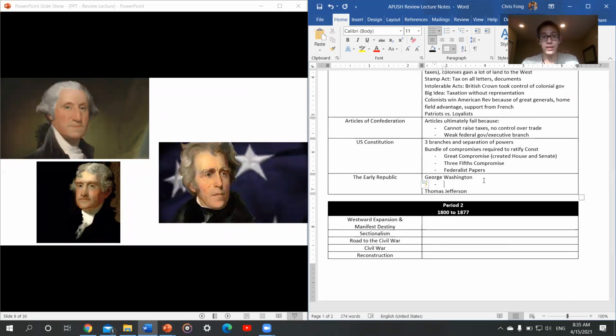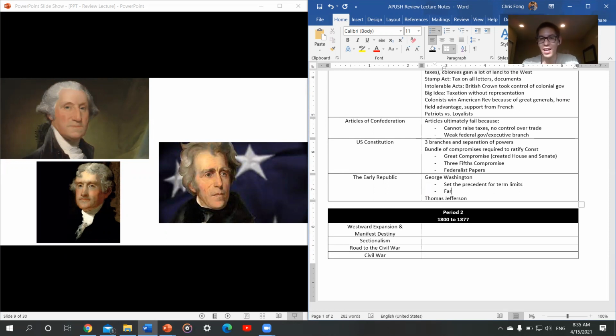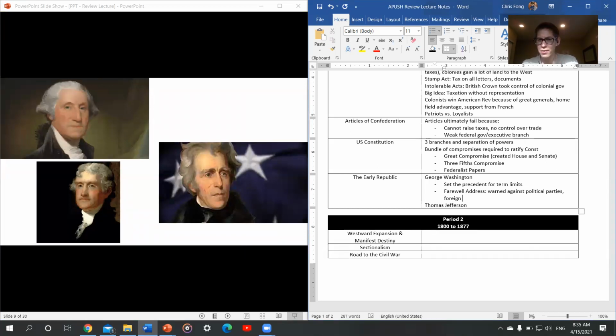George Washington, he really set the precedent for many things, including term limits. He only served 2. He set the precedent for trying to avoid foreign entanglements. And so George Washington's farewell address is oftentimes one of his most lasting contributions because he warned against political parties, and he also warned against foreign alliances, foreign entanglement. He basically said, we've got to work together. And if we get too involved with other people's stuff, or if we fight amongst ourselves, that's just going to tear us apart.